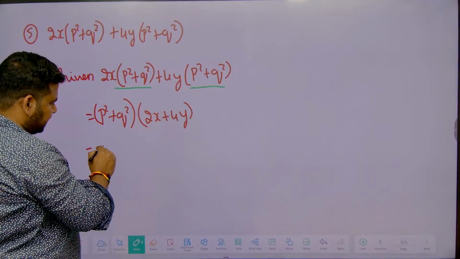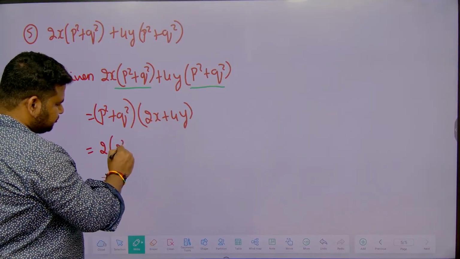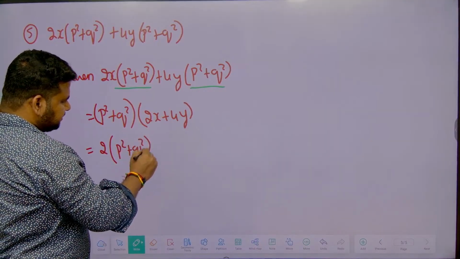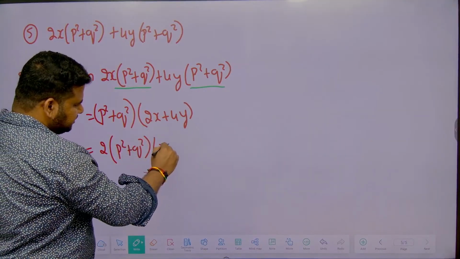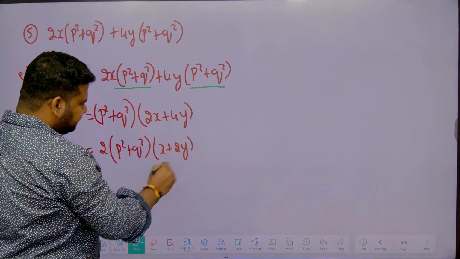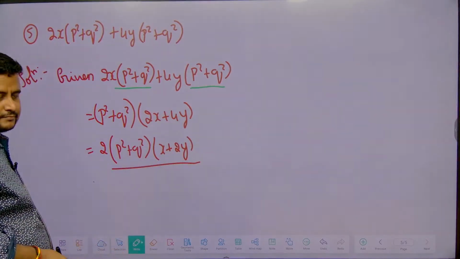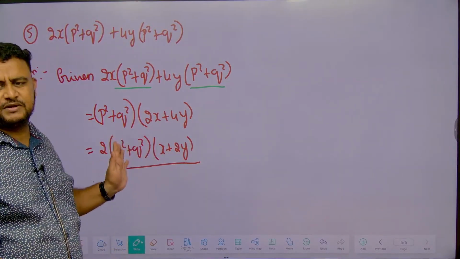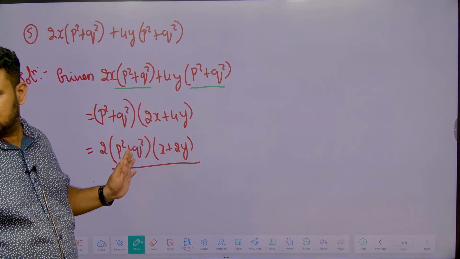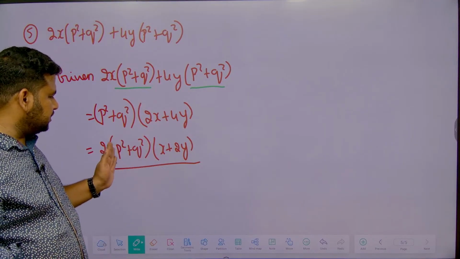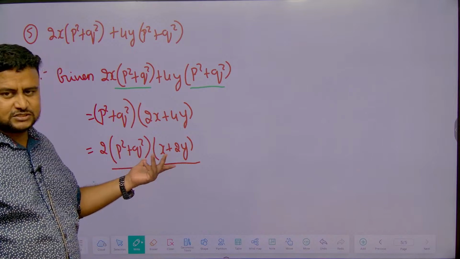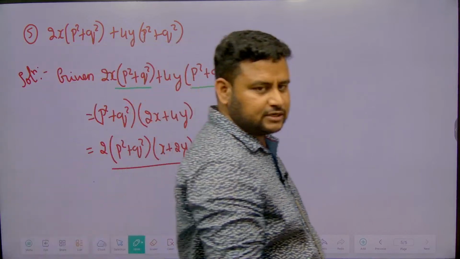If I take 2 common, I will write 2 here, this will become p square plus q square, and what would this become if I take 2 common? This will become x plus 2y. This would be the final answer. Here wherever possible you have to take common. So, I have taken 2 common, this will become 2 times p square plus q square into x plus 2y, that is it. Okay, got it.